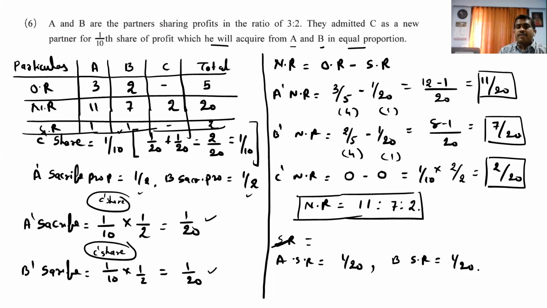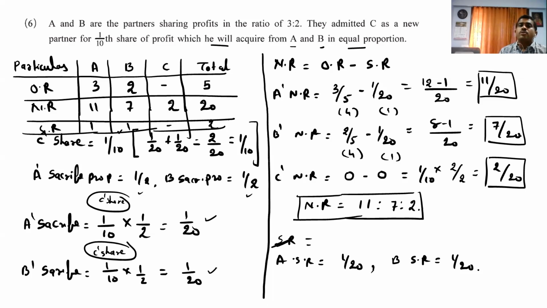While B's sacrifice, C's share 1/10 into 1/2, also comes to 1/20. Now we have to find the new ratio. What is the formula? New ratio is equal to old ratio minus sacrifice ratio. So A's new ratio is equal to 3/5 minus 1/20. That is 12 minus 1 upon 20. Right? That comes to us 11/20.